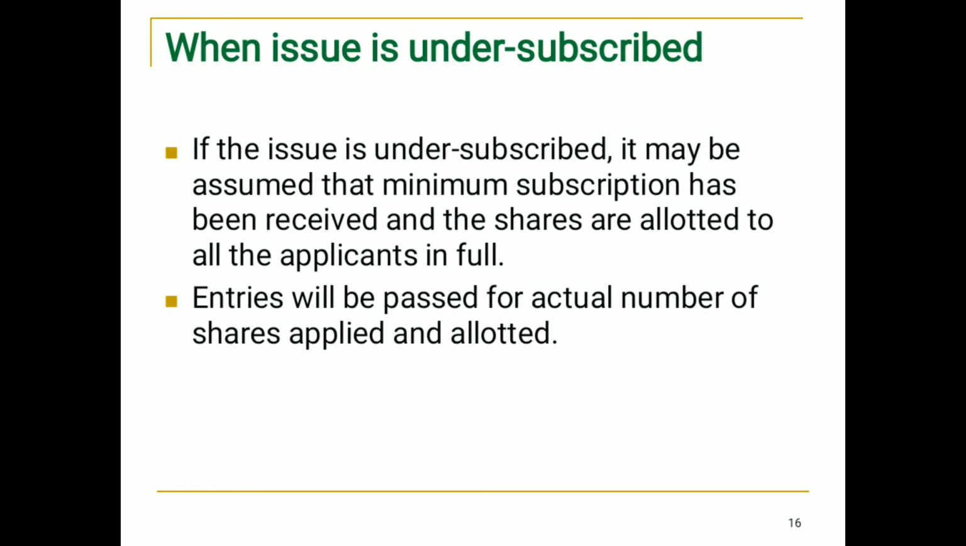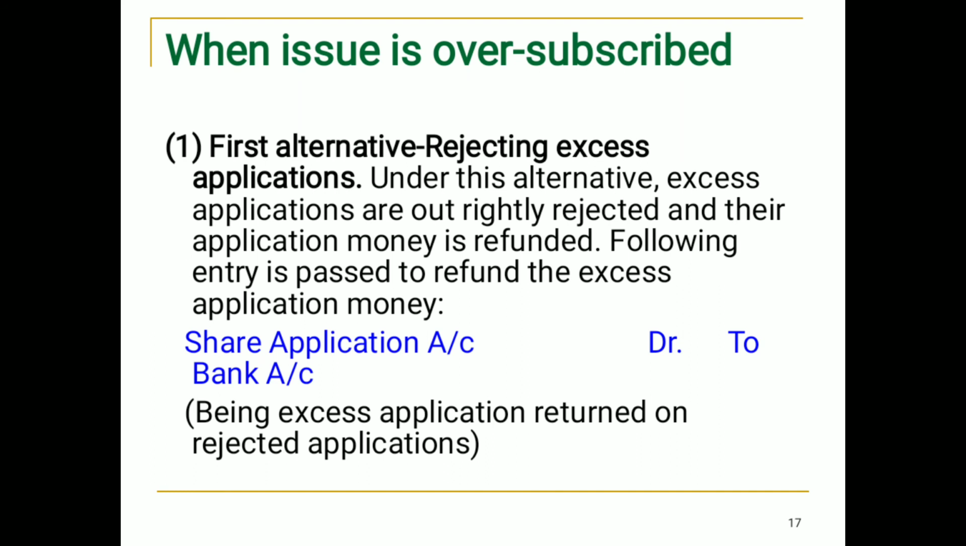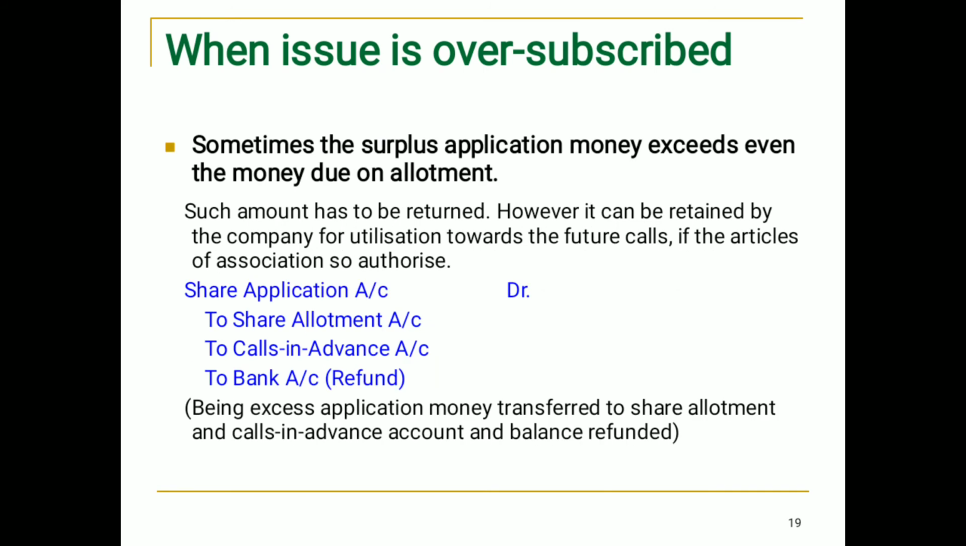So we are clear with the topic of under subscription and over subscription. Here we have learned a new journal entry which says the rejection and refund of excess applications, right? Okay, let us see which is the next topic. See, we have merged the journal entry.